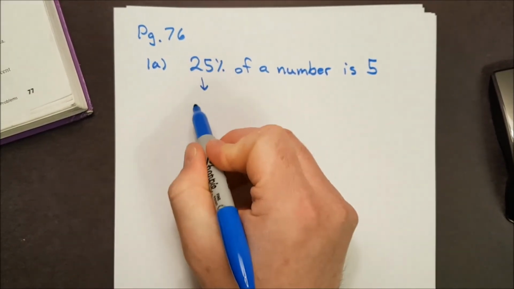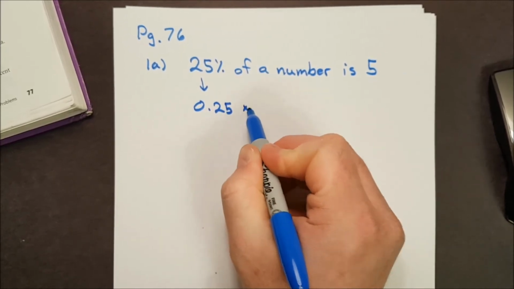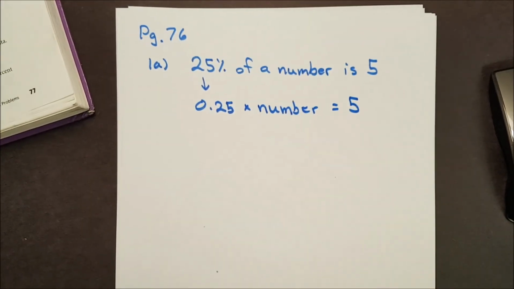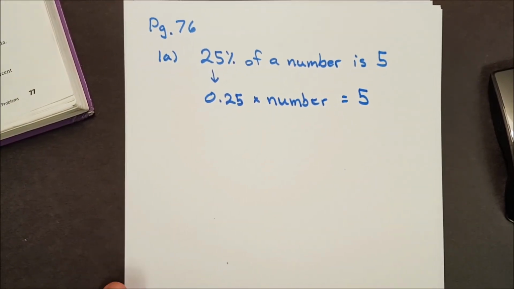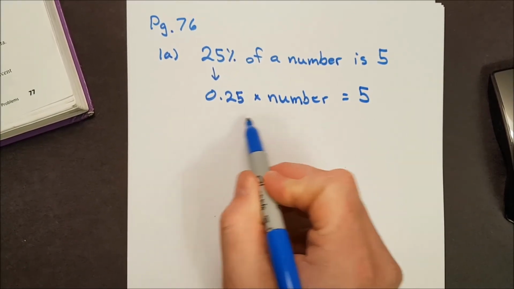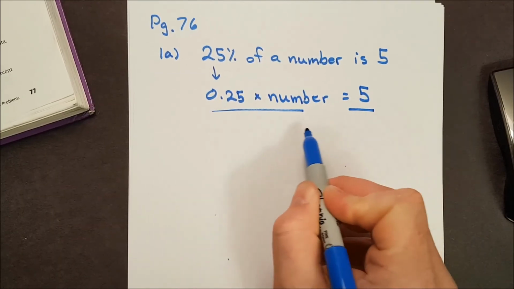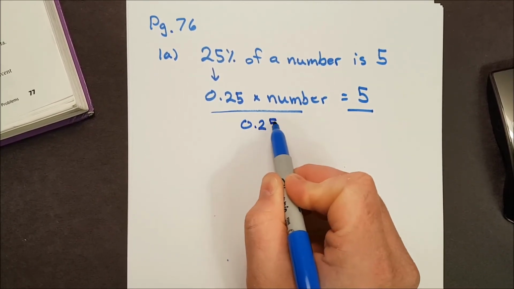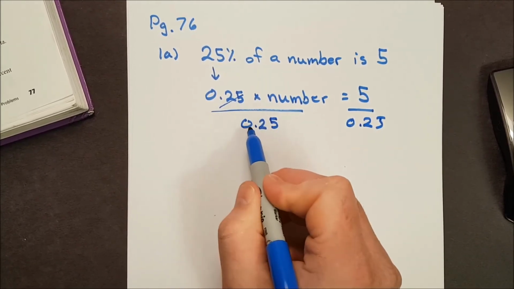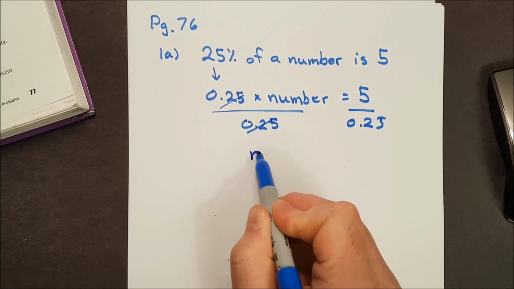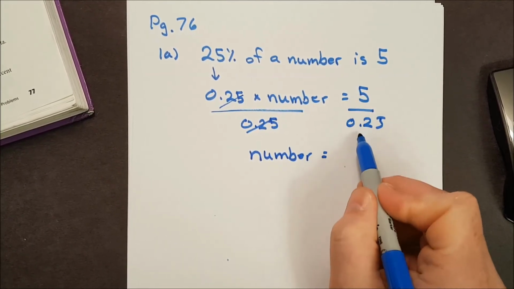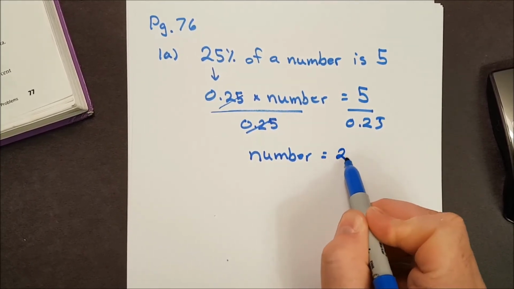So let's change this to 0.25 times some number equals 5. Oh, sorry, the camera is trying to focus on the hand. So let's use the balance model. Let's isolate the number. So let's divide each side by 0.25. And decimal 25 divided by decimal 25 is 1. So we have number equals 5 divided by decimal 25 equals 20.